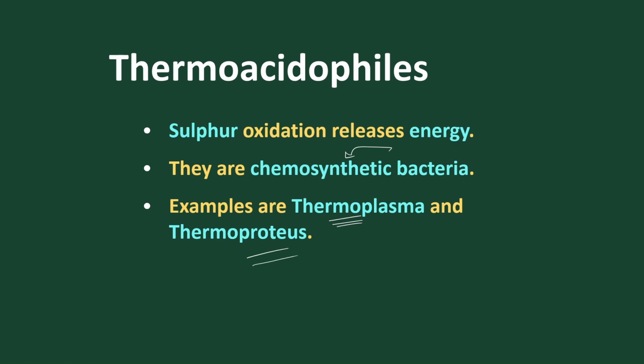So this is all about Archaebacteria, the primitive or ancestral form of bacteria. One group is Methanogens, another is Halophiles, and the last one is Thermoacidophiles.